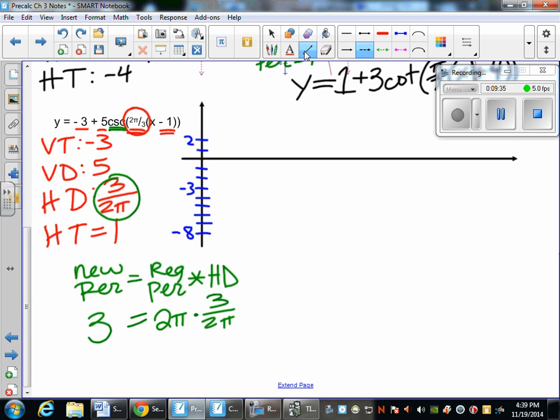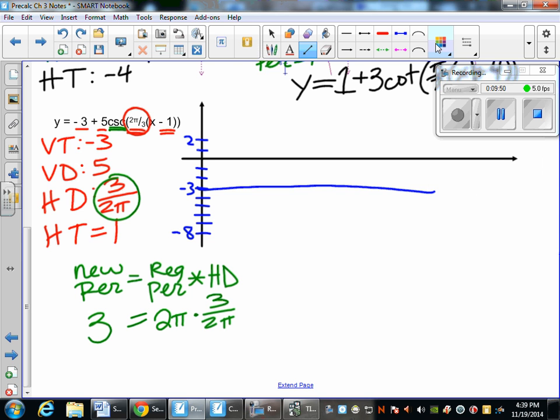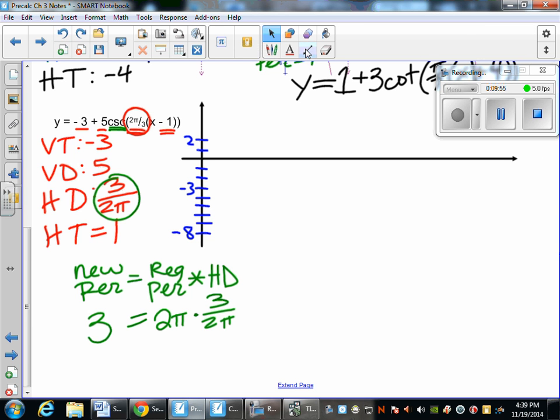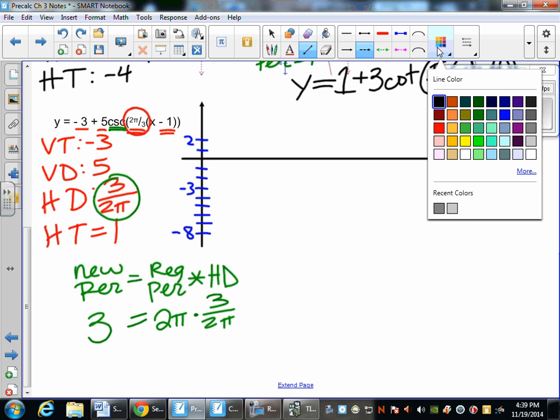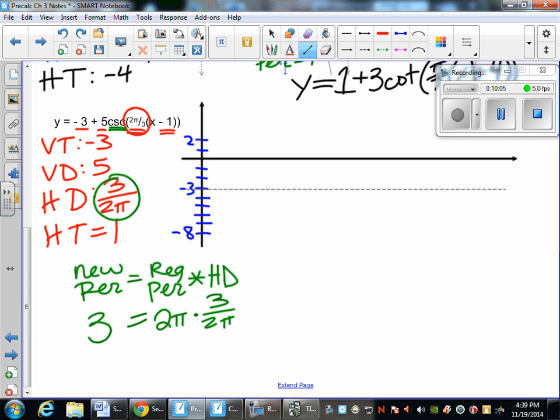So guidelines. Let's do it in gray. Undo, undo. Okay, let's try this again. Line, dotted line, gray. Make it skinnier. There we go. So guideline, guideline, guideline. All right. So now I've got my three guidelines on here.